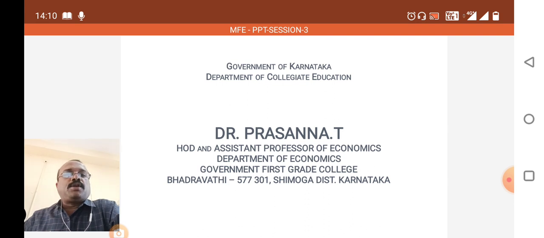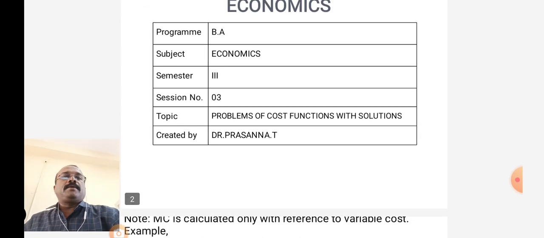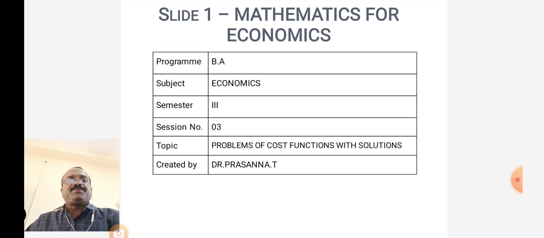This is session 3, where I have taken the topic problems of cost functions with solutions. Dear students, in the previous session we discussed cost functions, what cost is all about and how it is derived. Now we will discuss their problems, how a cost function appears, with many examples and solutions.